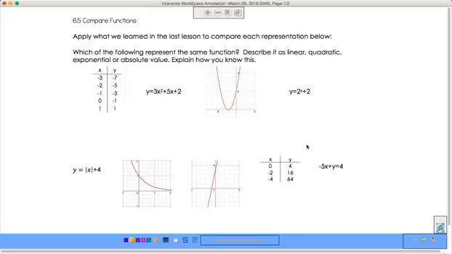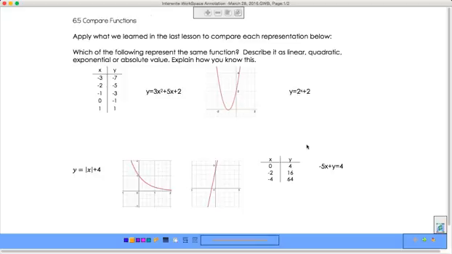Okay, 6.5, comparing functions, is our last section for Unit 6. We're going to apply what we've learned in the last section to compare each representation below. We want to know which two of these are the same function. So the first thing we're going to decide is if they're linear, quadratic, exponential, or absolute value, and explain how we know, or show some work to support how we know.